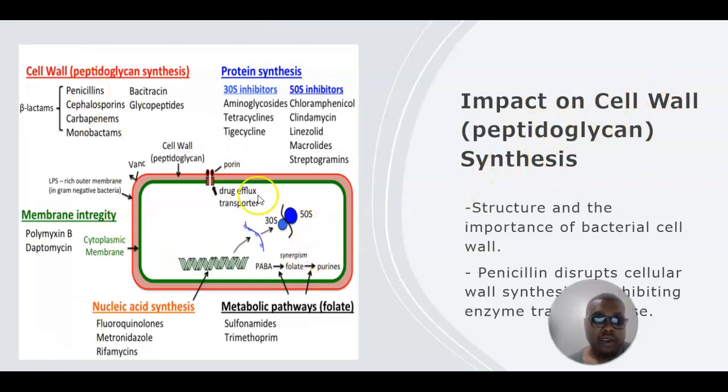See, this is a diagram showing the cell wall and the drug efflux. This is the transporter. So when the person takes beta-lactam antibiotics, which is penicillin, it's going to go into this drug transporter and antagonize the enzyme called transpeptidase, the specific enzyme involved in the steps of cell wall synthesis. That's basically the purpose of it.